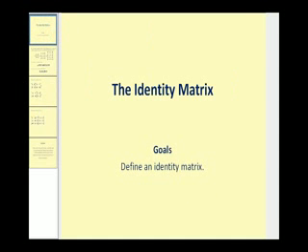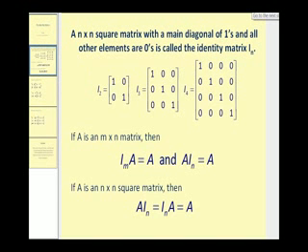Welcome to a video on the identity matrix, and the goal of this video is to define an identity matrix. An n by n square matrix with a main diagonal of 1s and all other elements 0s is called an identity matrix, denoted with a capital letter I. And since the identity matrix is a square matrix, we usually denote it with the subscript as we see here for a 2 by 2, 3 by 3, 4 by 4 identity matrix, and so on. So again, the main diagonal will always be 1s and all the other elements 0s.